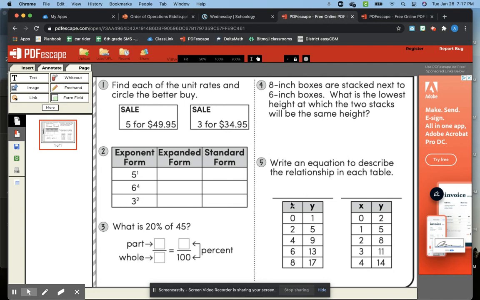Number five, remember, it doesn't matter which way you go. You can do x equals or y equals, but you have to think of it: what do I do to x in order to get y, or what do I do to y in order to get x?